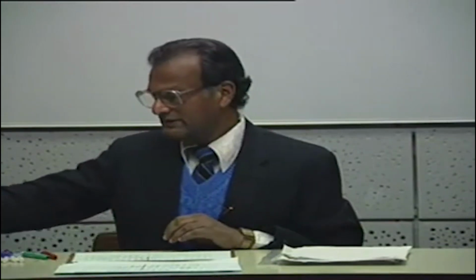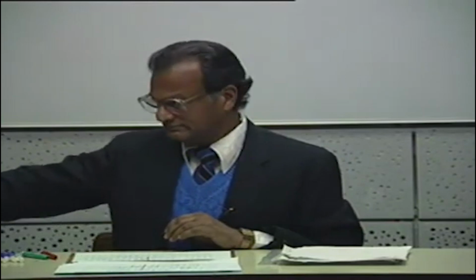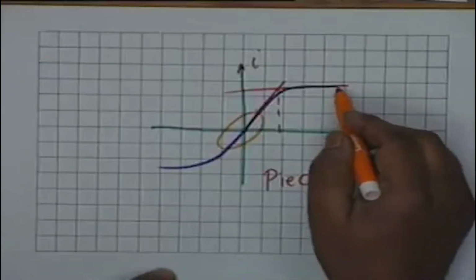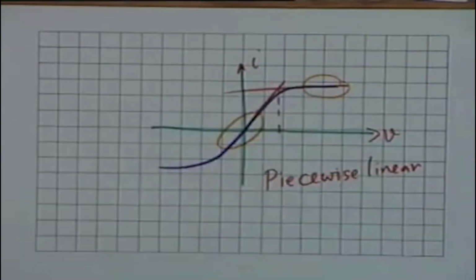For example, if the device is operating in this region, then obviously you can treat this device as a linear device, correct? Or the device is operating in this region, it does not go to low values at all, then obviously you can again approximate it by a linear device. And this is what we shall do.